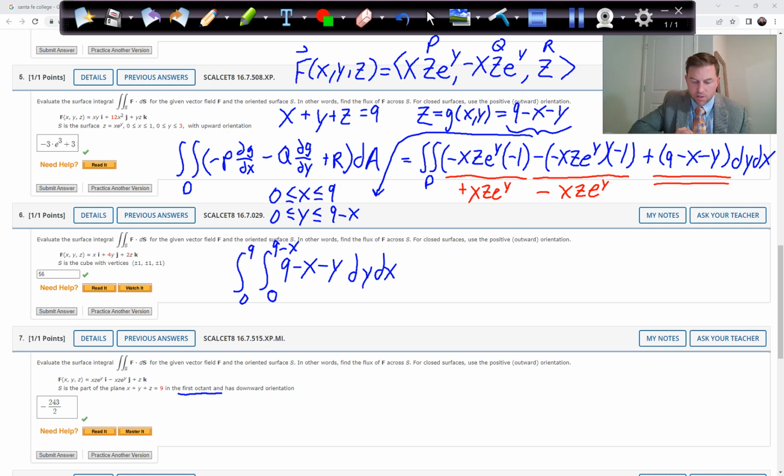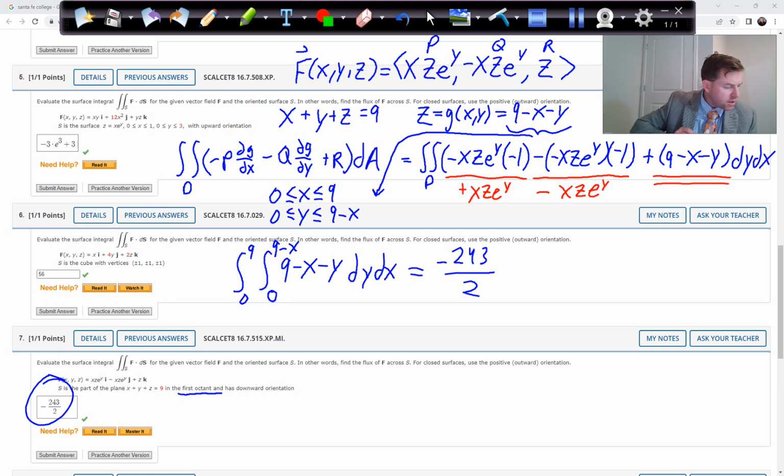So we do the first integral with respect to y, plug in 9 minus x and 0, and plug the second one in. And you do have to do these in order. You can't split these up. And I'm just going to jump to it. You should be able to do those double integrals. Minus 243 over 2 will be the final result.